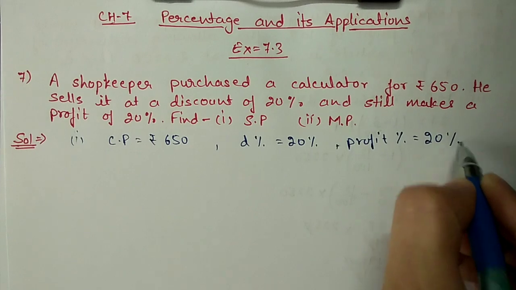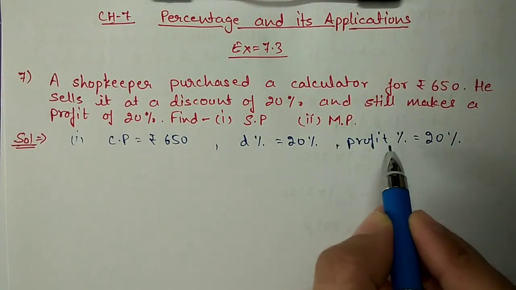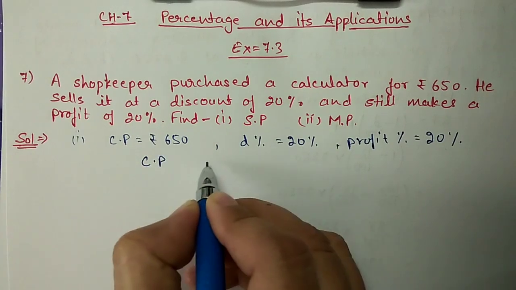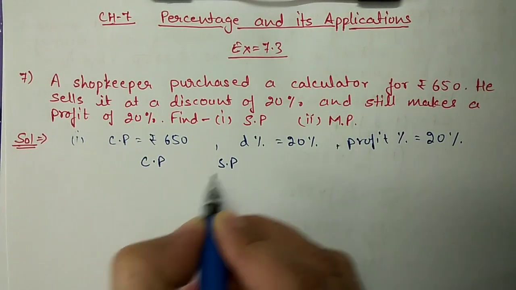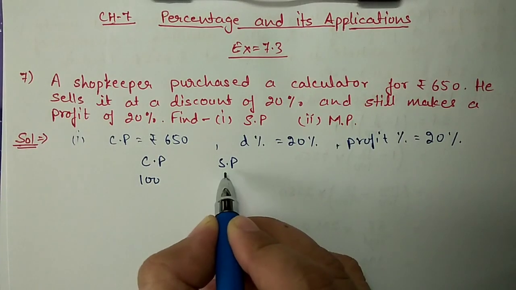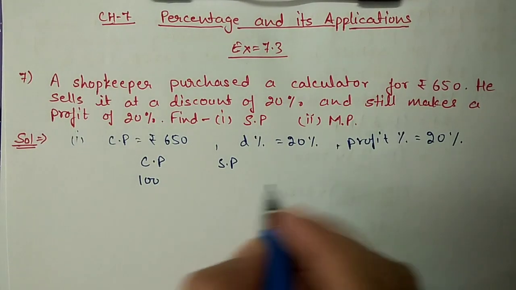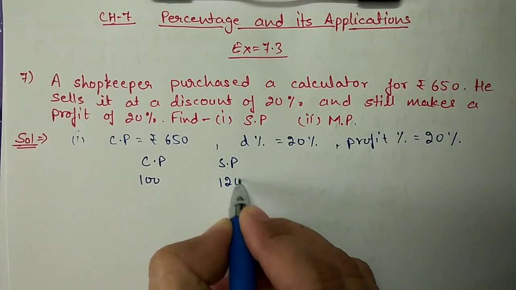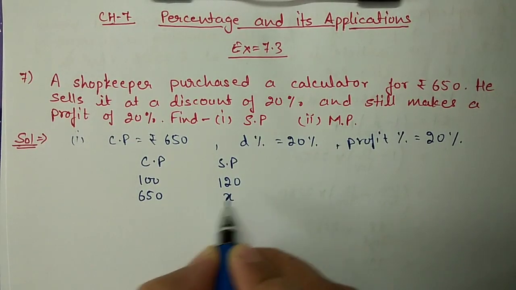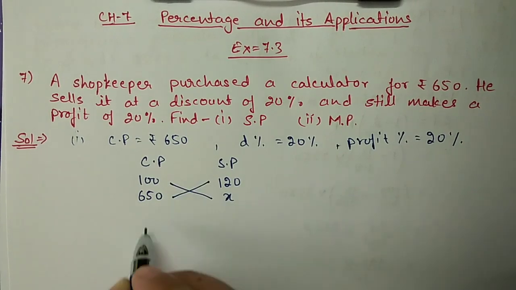So first, with the help of cost price and profit, we can find out selling price. We will use the shortcut method here, cost price and selling price. If we take cost price 100 rupees, then selling price will be 100 plus 20, 120 rupees. And cost price we have 650 rupees. So let selling price be x. We can cross multiply.